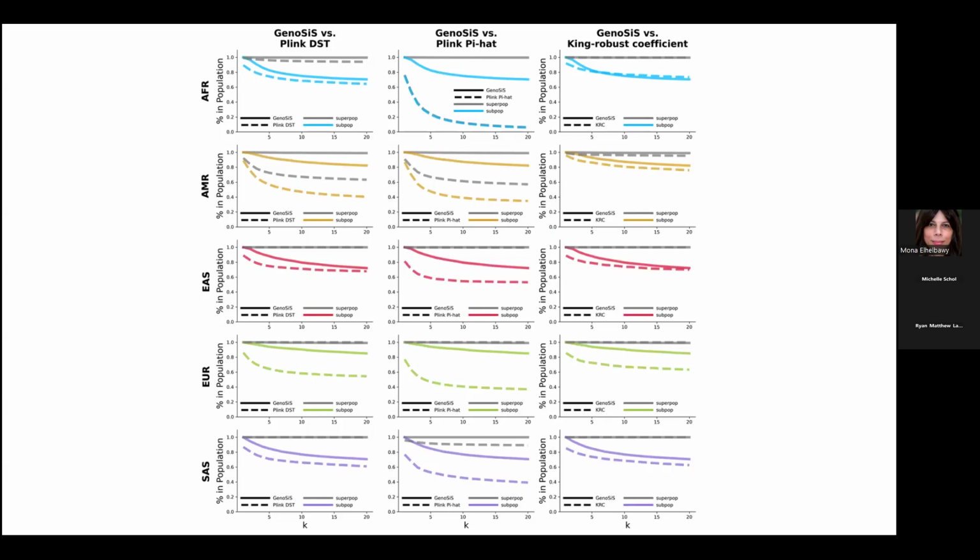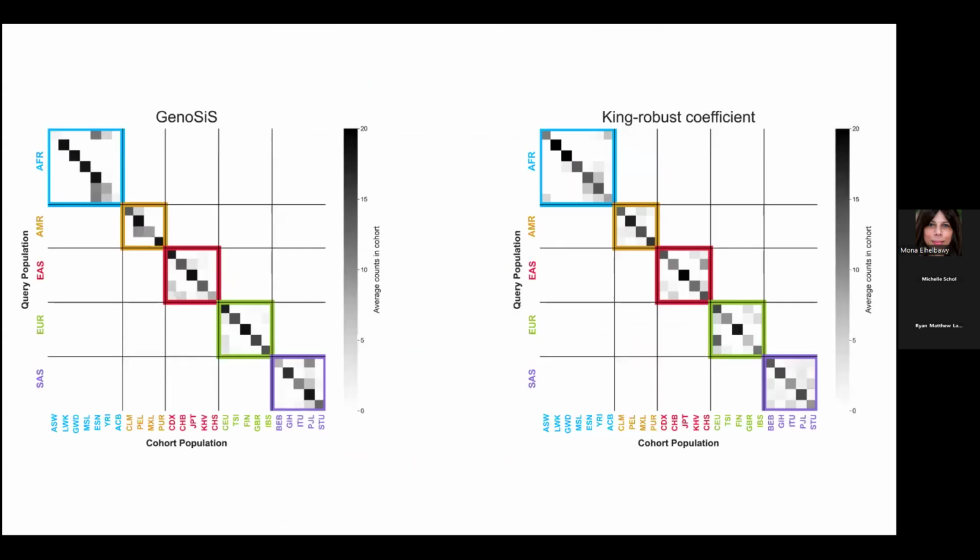But the question remains, as the line dips down, where are these people coming from? So that's what we tried to capture here. We have the query population along the vertical axis, and we have the cohort population across the horizontal axis. So you think of it here. Each of these dots tells you the average number of people, if I query African-Americans, I don't know, LWK, I forget what that one is.